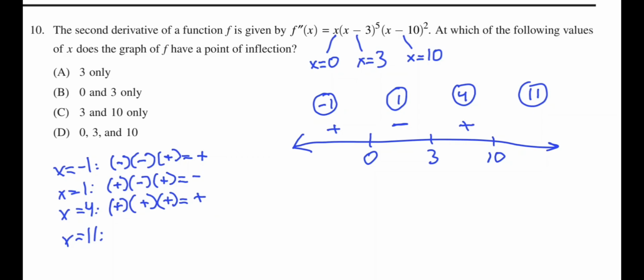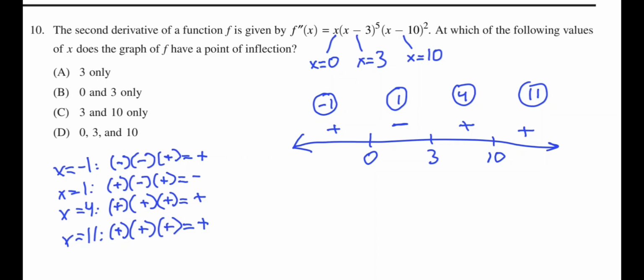Okay, now the last one, for 11. The first factor is 11, which is positive. The second factor would be 11 minus 3, which is 8, and the fifth power of a positive number would be positive at the end. And then (11 minus 10) squared is going to be positive. All right, so positive times positive times positive gives us an overall positive sign. And now at the 11 mark, past 10, we have a positive sign for the second derivative. Now let's check to see where the sign changes.